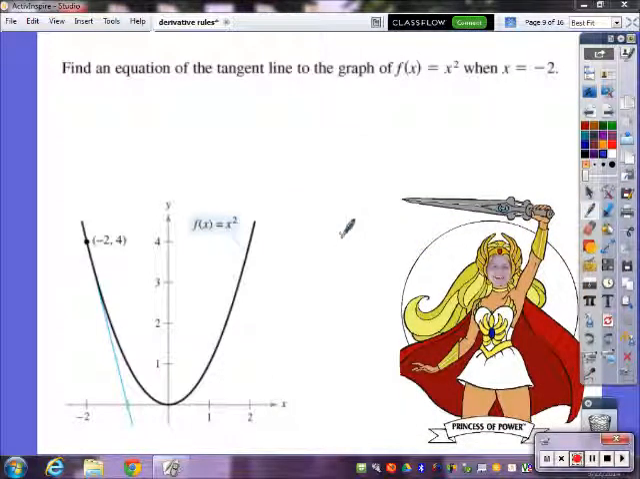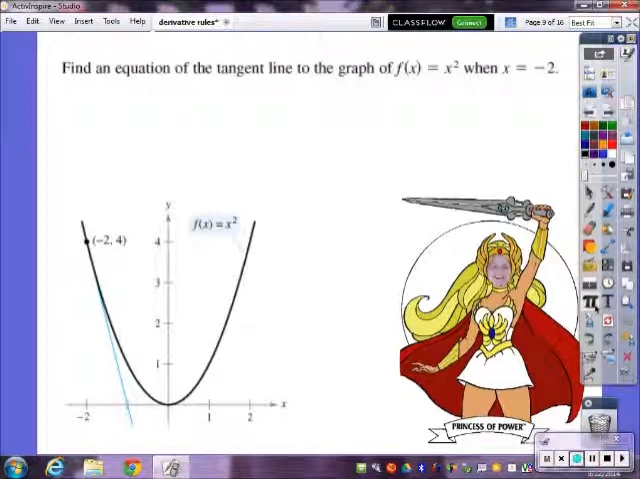Hello, this is Mrs. Taylor, and I would like to pick up where we left off with derivative rules today in class. So, the example we left off with said, find an equation of the tangent line to the graph of f of x equals x squared when x equals negative 2.